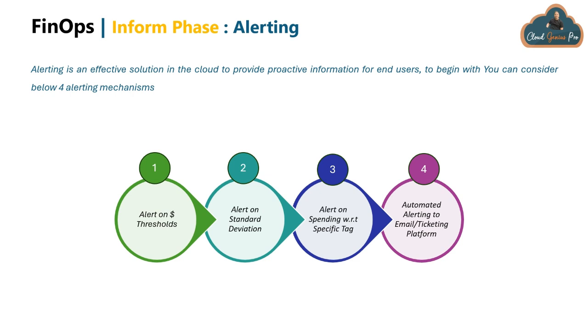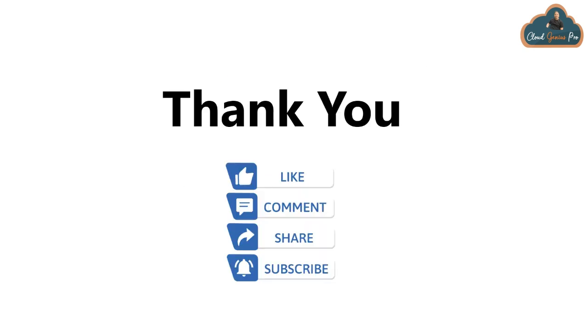So these are all four alerting mechanisms I wanted to tell you, and now I believe you understand the importance of these alerts. If these alerts are not there, you will not get any proactive intimations. So that's all I wanted to talk about via this video.